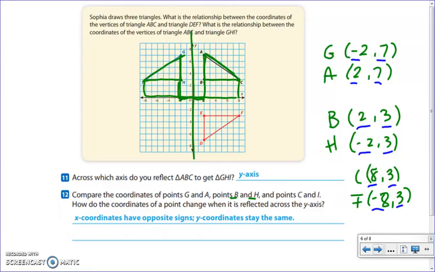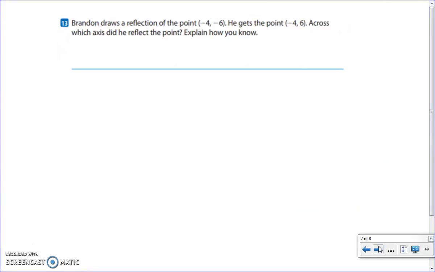So reflecting across y, y stays the same. Reflecting across x, x stays the same. Whatever is staying the same, the other coordinate must change, must be the opposite.